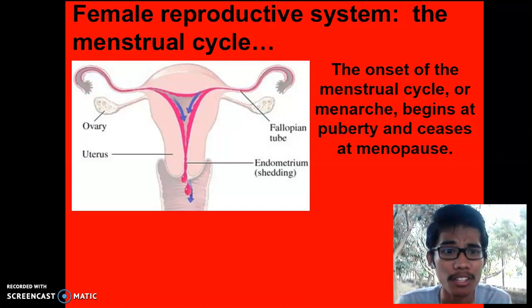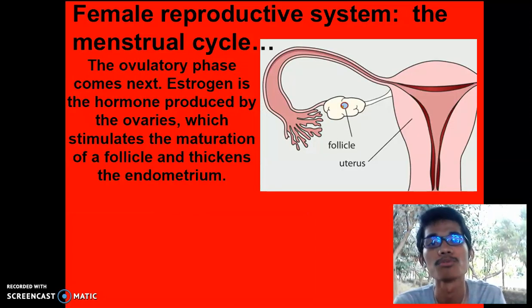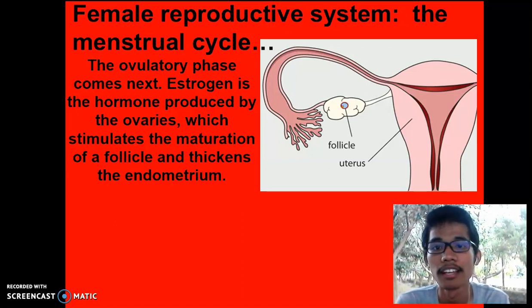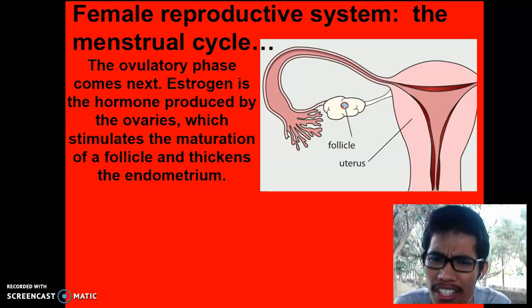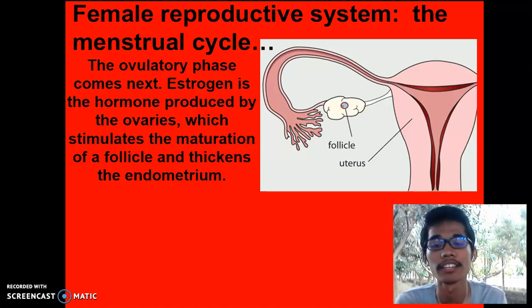The onset of the menstrual cycle, or menarche, begins at puberty and ceases at menopause. The ovulative phase comes next. Estrogen is the hormone produced by the ovaries, which stimulates the maturation of a follicle and thickens the endometrium.